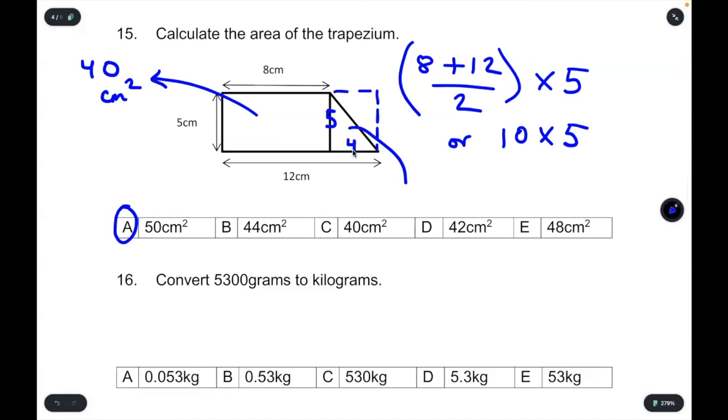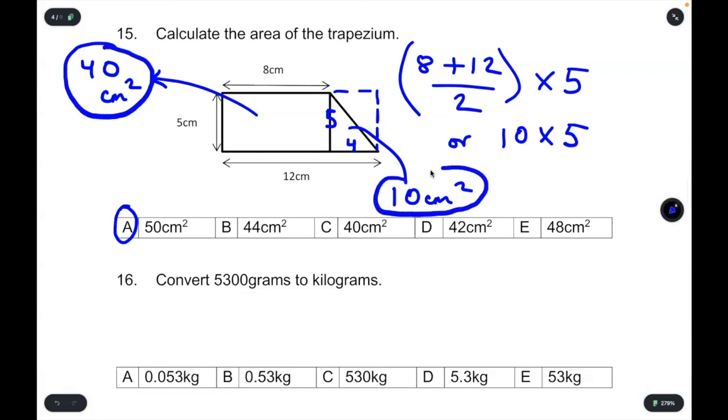So we're doing 5 times 4 divided by 2. 5 times 4 is 20, but this is half of it, which is 10 centimeters squared. Now, if we add this 40 centimeters squared to this 10 centimeters squared, what do we get? The same thing, 50 centimeters squared.